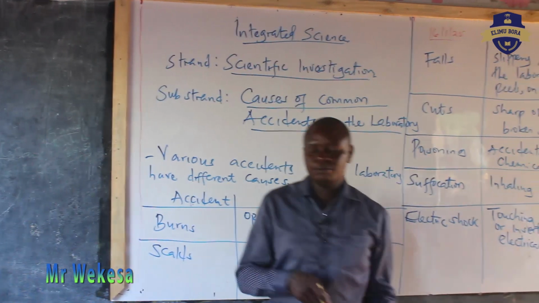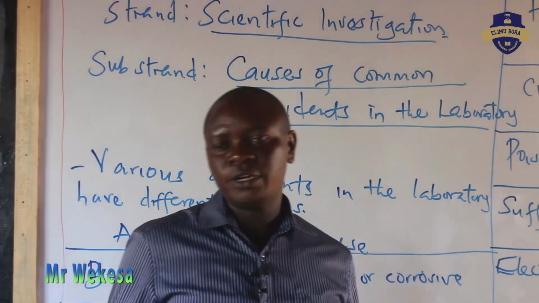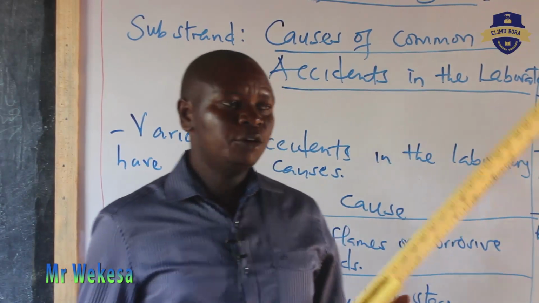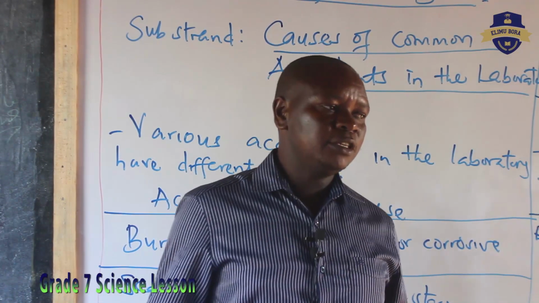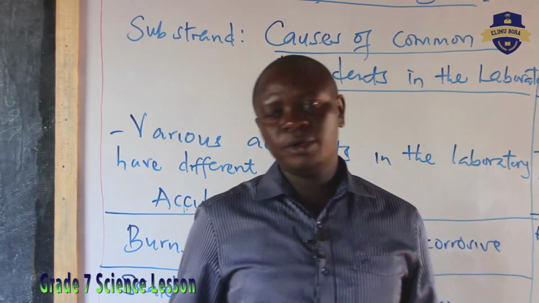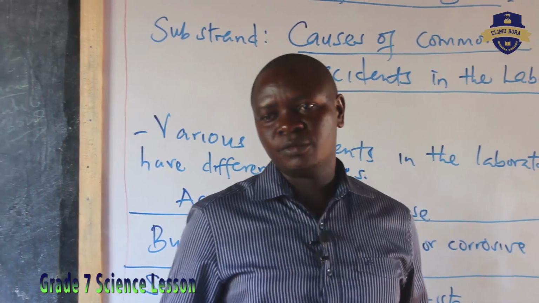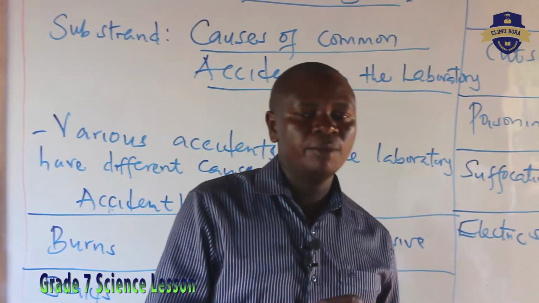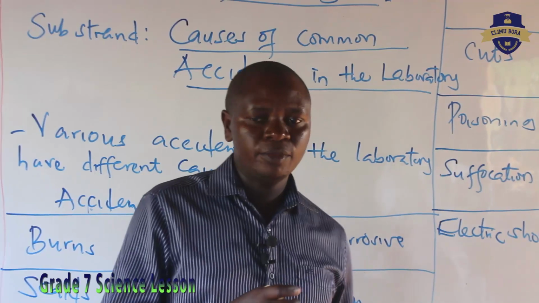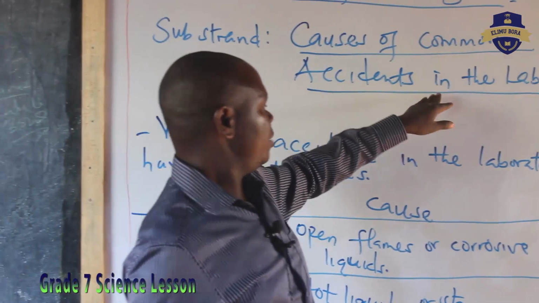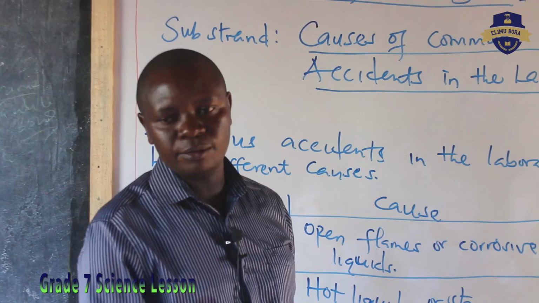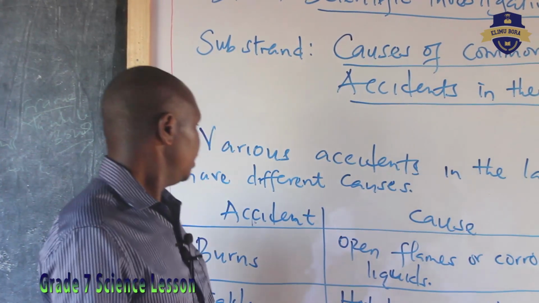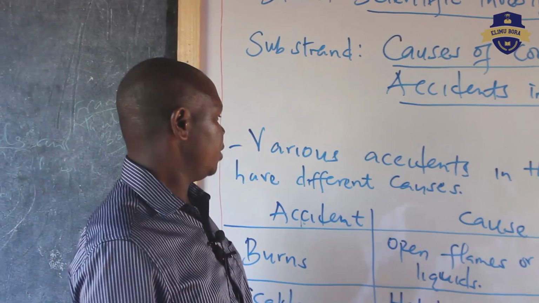Is a special room where scientific investigations are carried out. And when we talk about scientific investigations, it means experiments and what? Practicals. At the same time, that laboratory also stores what? Chemical reagents. So when we are in a laboratory, we always encounter some accidents. So we have various accidents in the laboratory that have different causes.